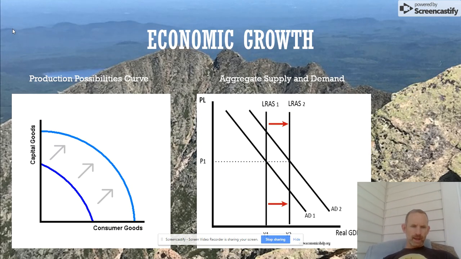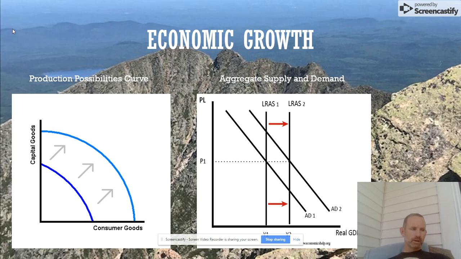Here are two more looks at that. The one on the left shows you a production possibilities curve again. Economic growth in that sense represents shifting outward of the production possibilities curve, which allows us to make more of all types of goods. In this case, it says capital goods and consumer goods. So if the economy is growing, we can make more of all those things.